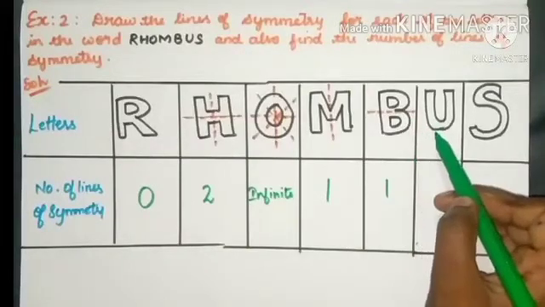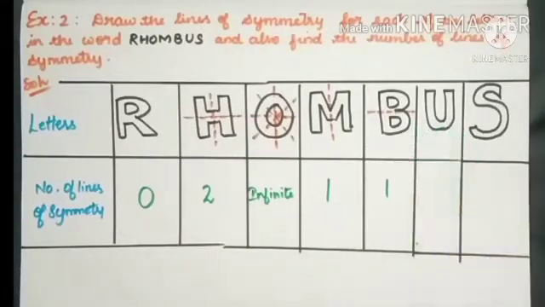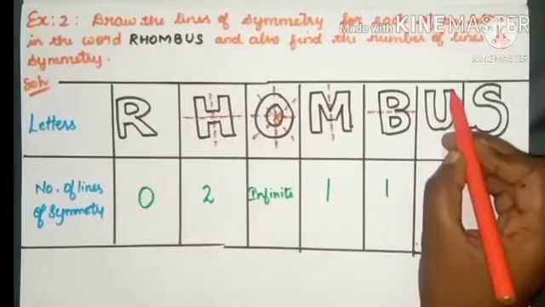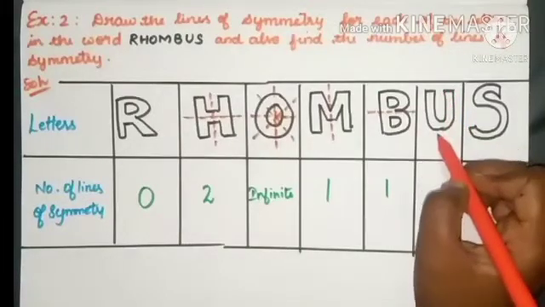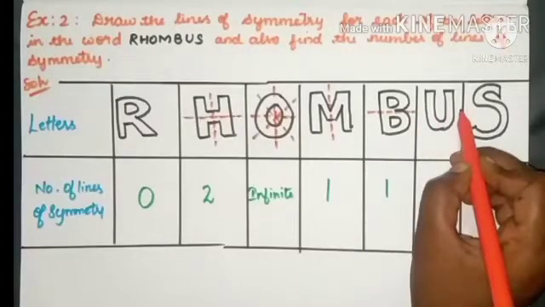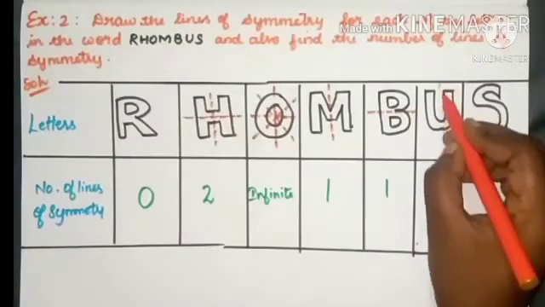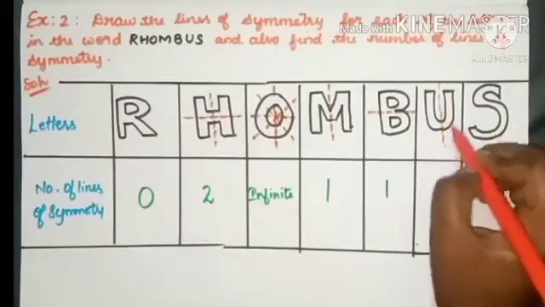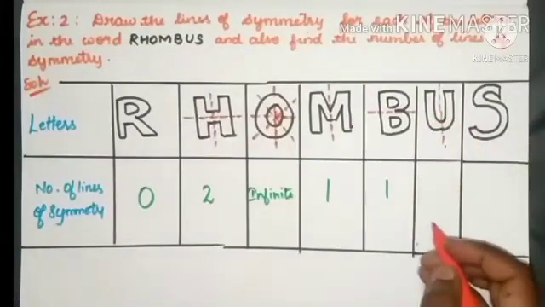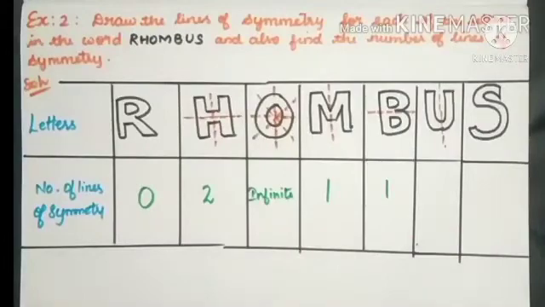Now let's find for the letter U. If we cut horizontally, it will not divide into two equal parts because there is an open type at the top, and below it is a closed type. So it will not divide into two equal parts. If we cut vertically, yes, it is divided into two equal parts. So the number of lines of symmetry for the letter U is 1.